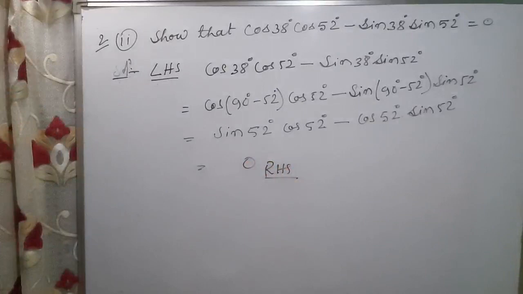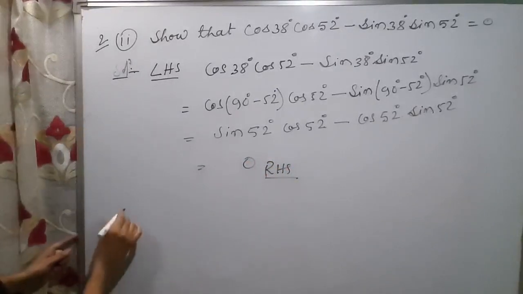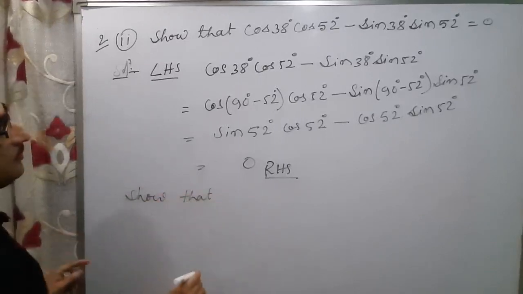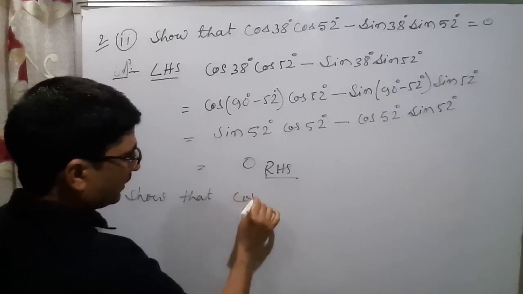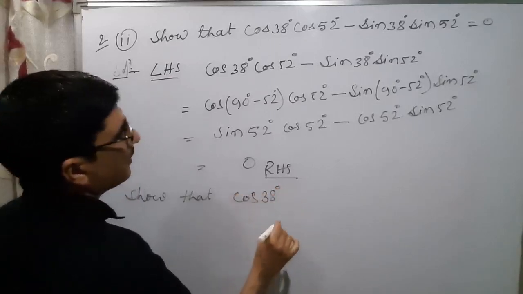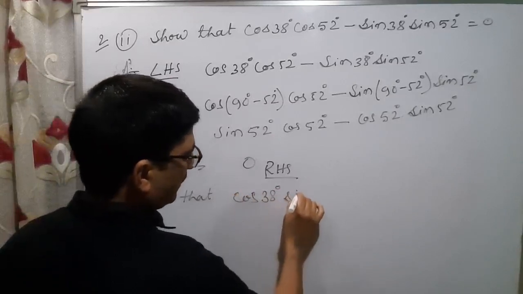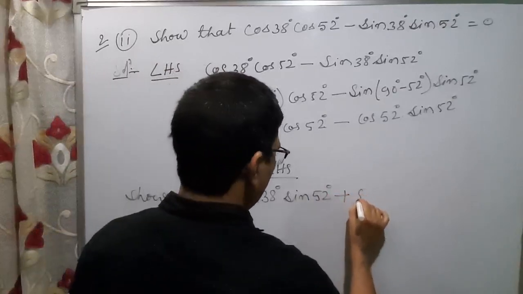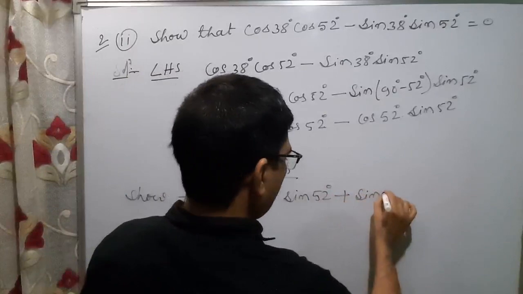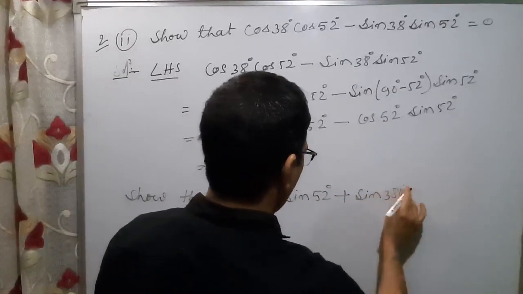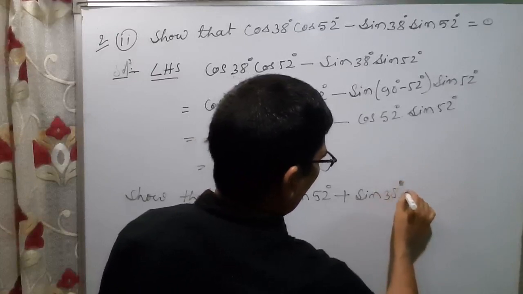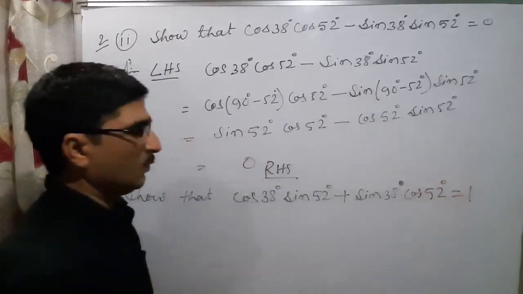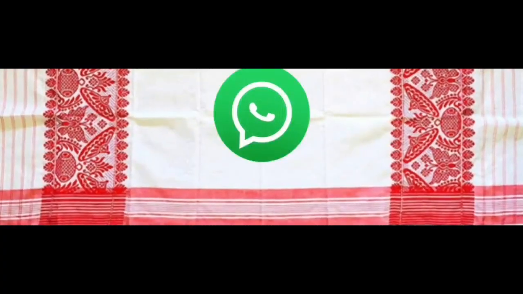Yes, very simple. Now I am going to give you a similar question: cos 38 degree and sin 52 degree, plus sin 38 degree, cos 52 degree is equal to 1. Please pause the video and WhatsApp me the answer.